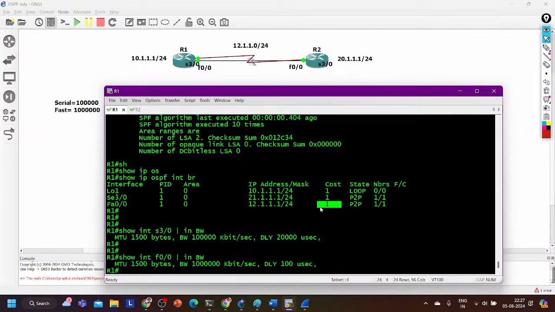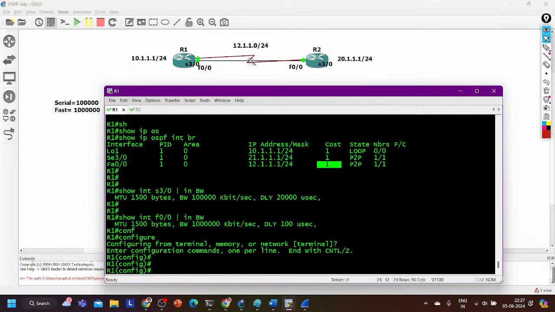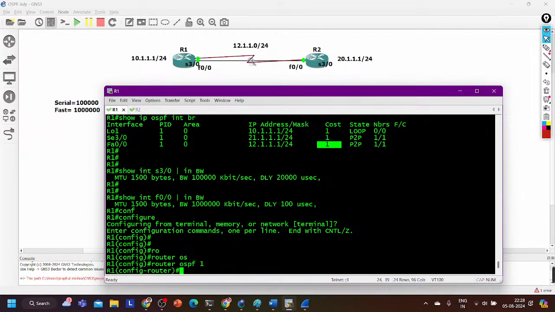So whenever you have a link whose bandwidth is more than 100 Mbps, in that scenario you have to change the reference bandwidth. So here if I set reference bandwidth 200, automatically OSPF will calculate a different metric on different links. Right now it is calculating 1. So whenever OSPF calculates a cost value less than 1, it will consider it as 1, right?